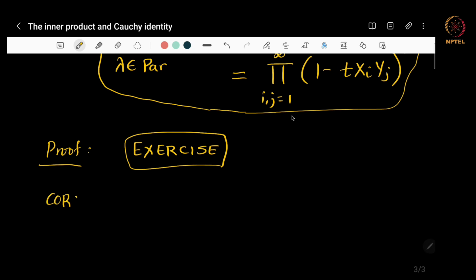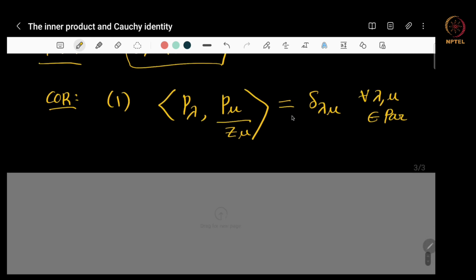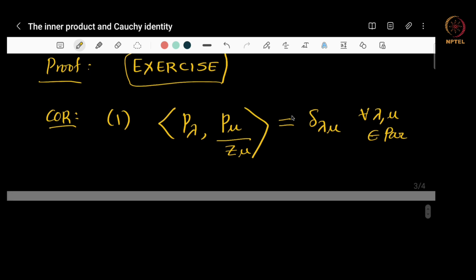As a corollary to this theorem, we conclude the following. What was the second version of the identity? It was in terms of power sums, right? So there are two corollaries. The power sums satisfy the following property: the inner product of p lambda and p mu is z lambda for lambda equal to mu. Remember, these are the things which came up in the second identity, for all partitions. So the power sum symmetric functions are not orthonormal but orthogonal with respect to this form. P lambda with P lambda by z lambda has inner product 1, but P lambda with P mu is 0 if lambda is not equal to mu.